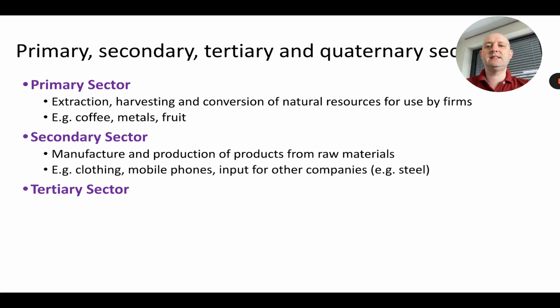The next sector is the secondary sector, and this is the manufacturing sector. What the manufacturing sector will do is take natural resources and then turn that into final products. So, for example, a clothing company will take cotton, things like that, and then use that to produce clothes. Mobile phones will take plastic, metal, glass, things like that, and then use that to produce phones.